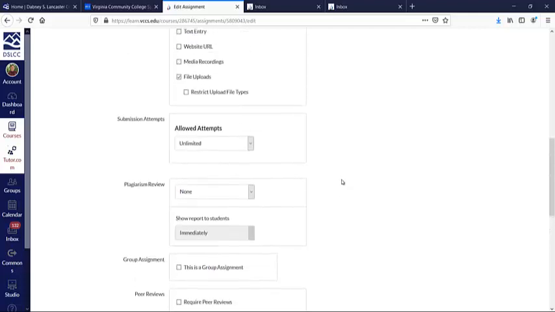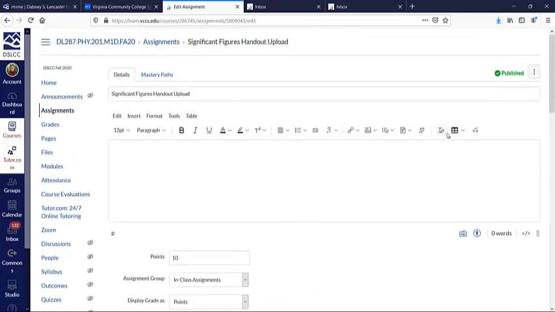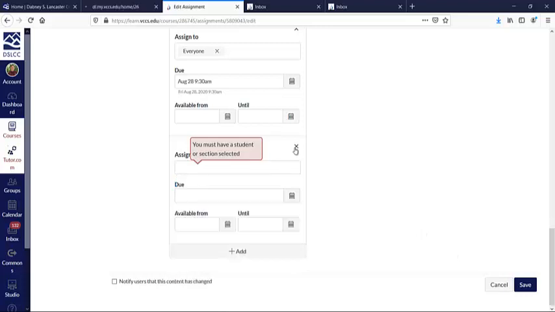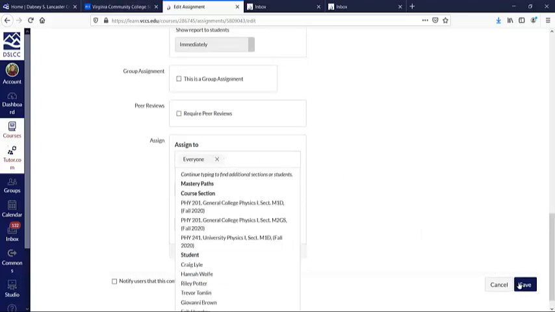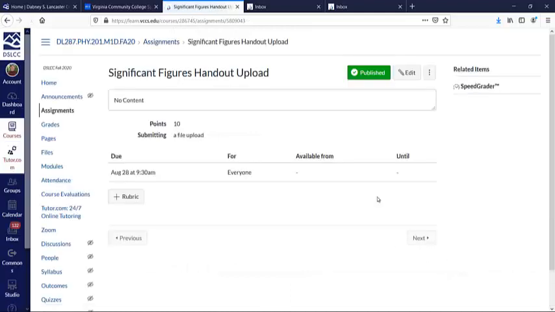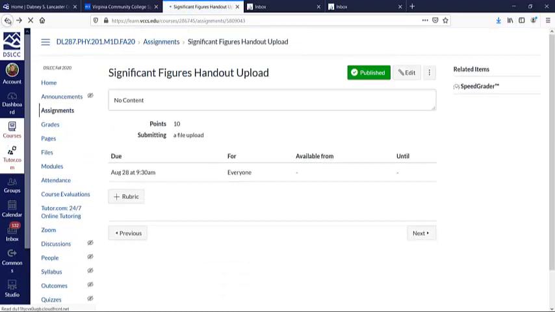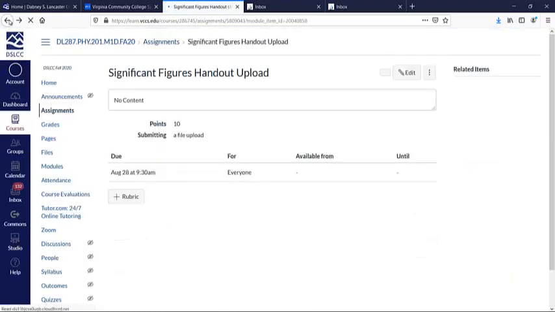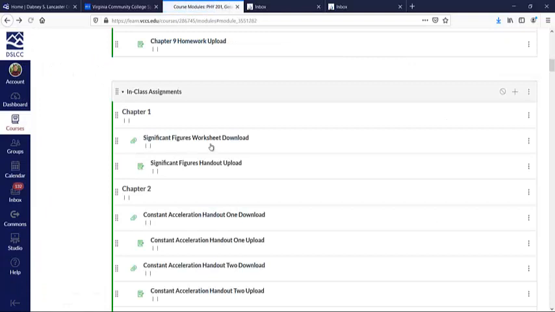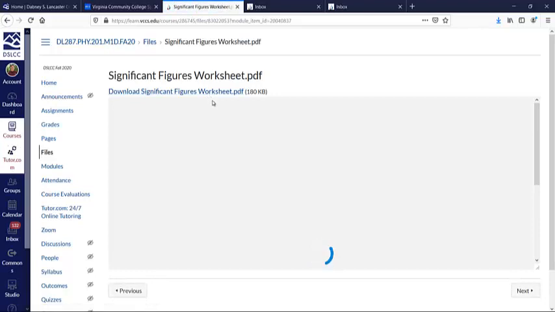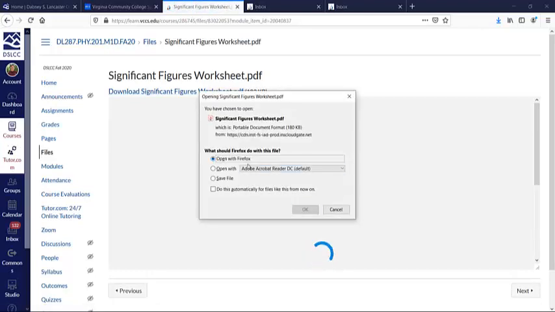So let me just show you what the assignment looks like. Okay, so save that. No, I don't need to get rid of that. So assign to everybody. Let's go back. Look at the assignment. Okay. So we're going to open this up. So open it with Adobe Reader.